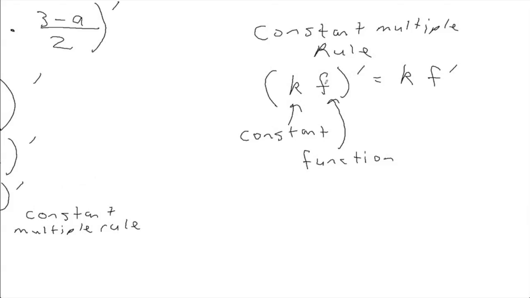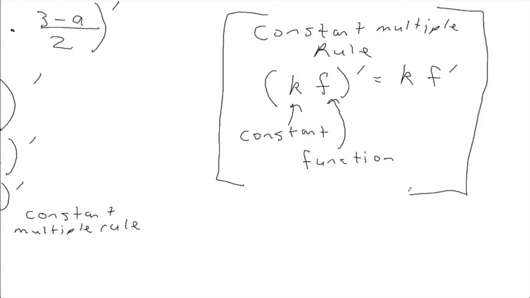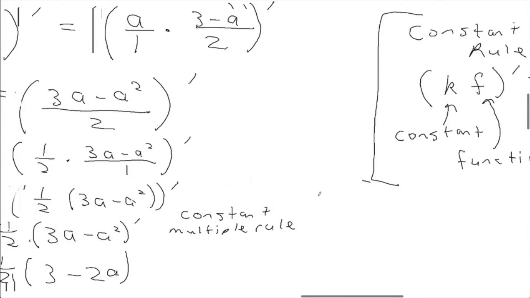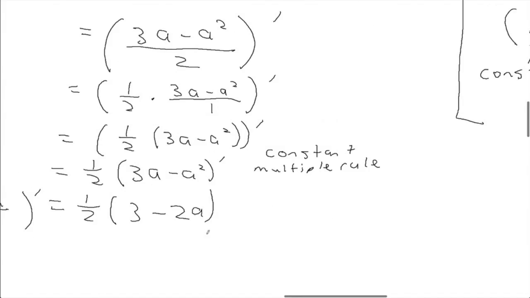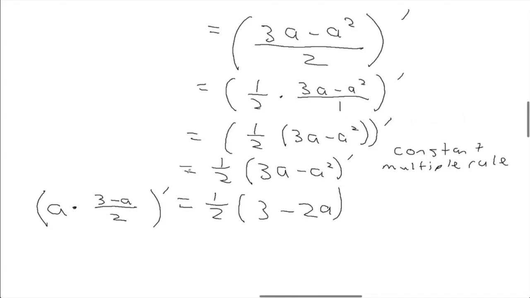when you have a constant times a function, you can just take the constant out of the derivative and just take the derivative of the function. That's an important rule in this section. Do you see how that applies here? Okay. Yeah. All right, and then do you see how we did the end of the problem? 1/2. So constant multiple rule. And then 3 minus 2a. That was just taking the derivative.